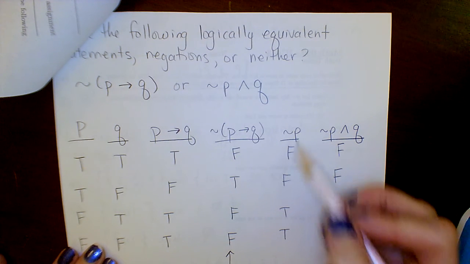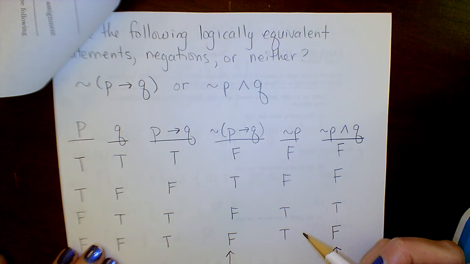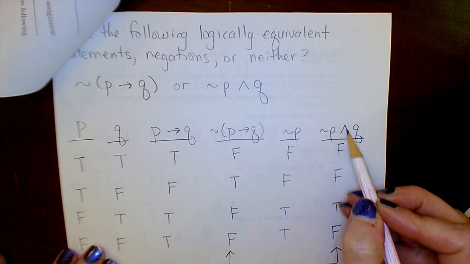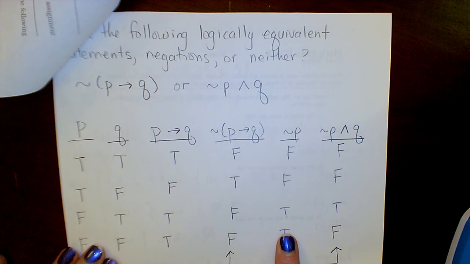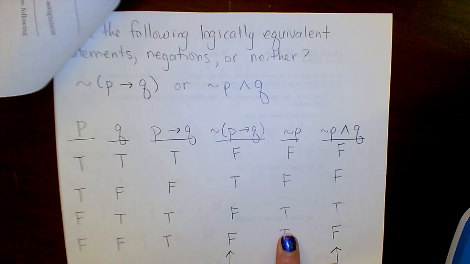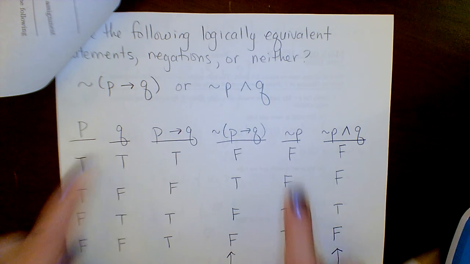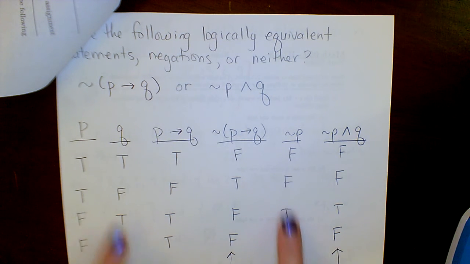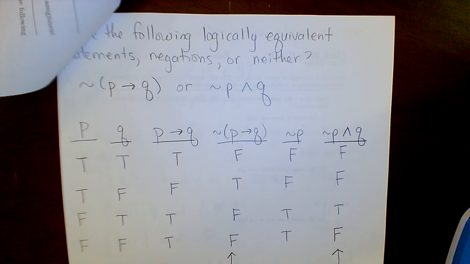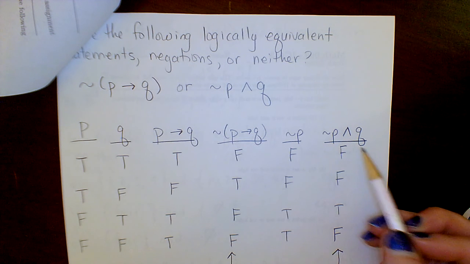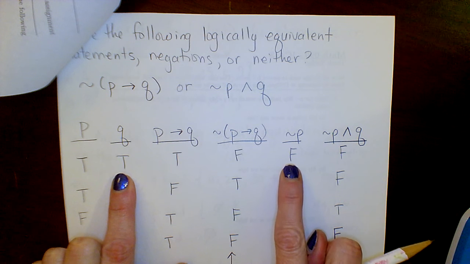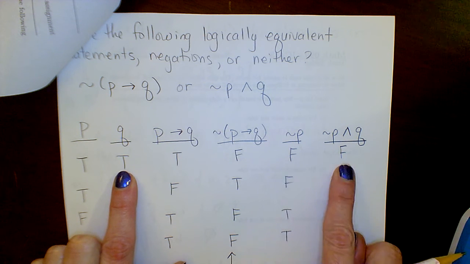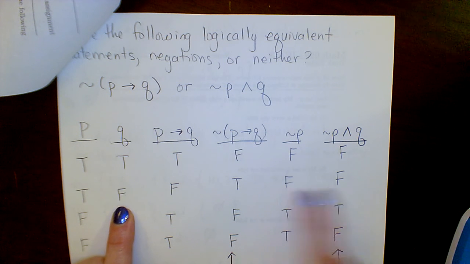Then I have not P. This is the conjunction, or the and, of this not P column and this Q column. I know they're kind of far apart, so you're going to want to watch those pretty closely. But the and is only true when both are true. So are they both true here and here? No. Here and here both true? Nope.